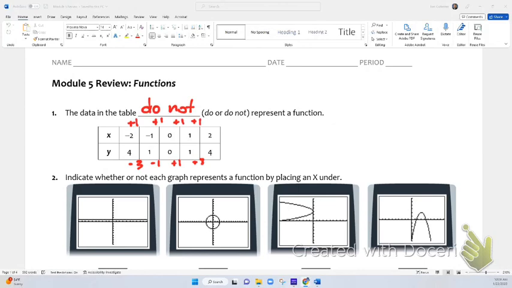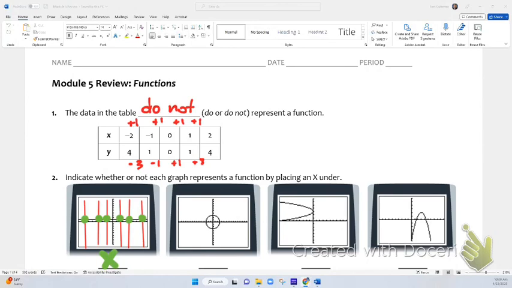Seeing that you are not able to see my pencil because my iPad won't allow that, I'm going to simply draw lines going straight down. Vertical lines going straight down. You'll notice that it only hits once. It only hits it once. If it only hits it once, then that is considered a function.